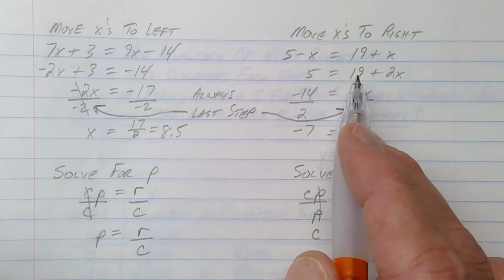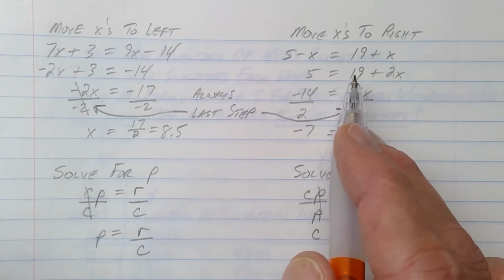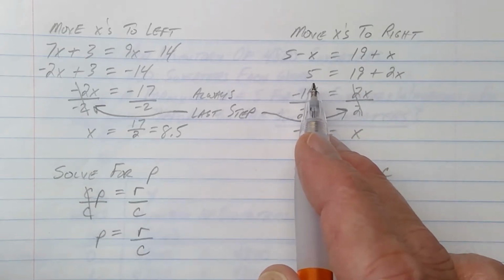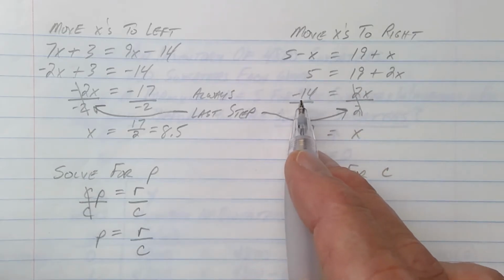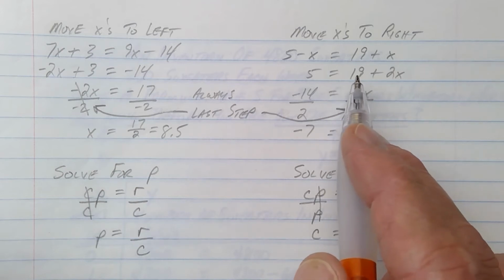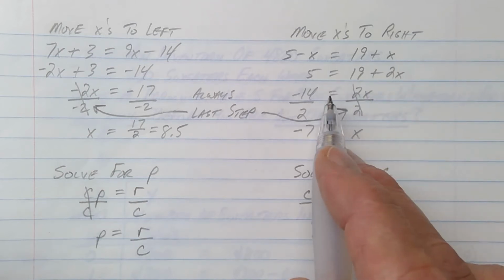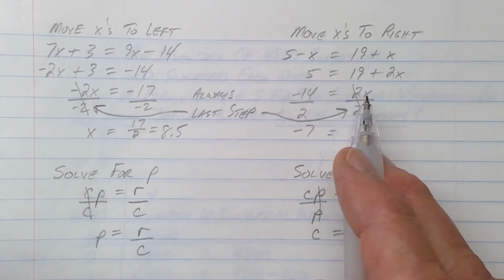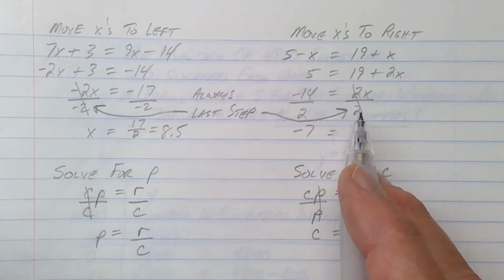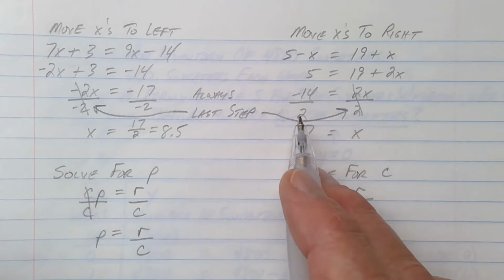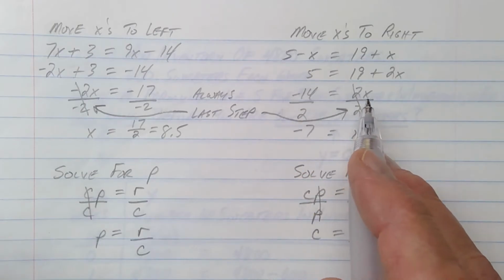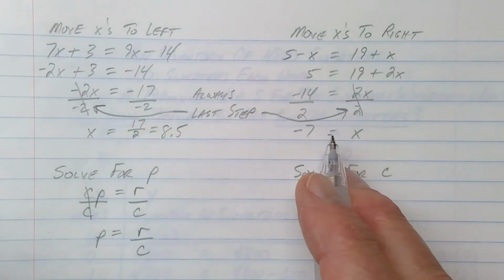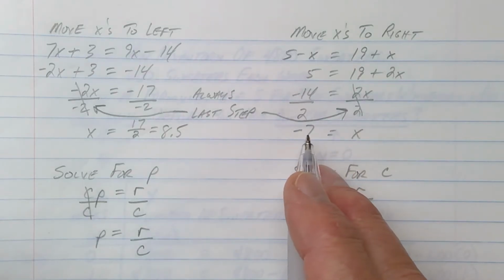Let's get rid of the positive 19. So think plus 19. To get rid of it, you minus 19, minus 19. 5 minus 19 is negative 14. 19 is gone. 2x comes down. That's my new equation. Negative 14 equals 2x. And now the last step is divide this number away from the x. So I'm going to divide by 2, divide by 2. The 2 is gone. The x comes down. And my final equation is x equals negative 7.